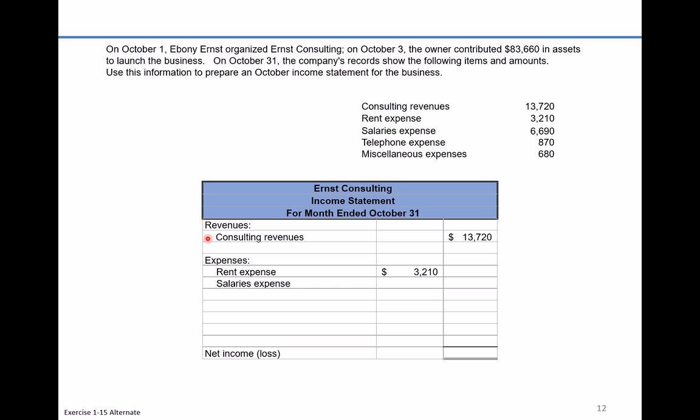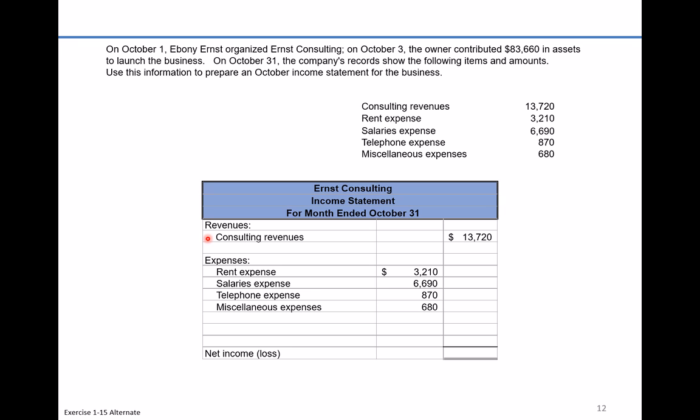Likewise, we had to pay employees to work during the month because their work efforts helped us to generate what? Revenues for the month. So the employee salaries expense was $6,690. We had different utility expense, and here we had one that was a telephone expense. We had that bill for $870 for the month. We needed our telephones for the month so that we could talk to customers to help generate our consulting revenues. And then there were some miscellaneous, some kind of catch-all expenses that totaled $680.